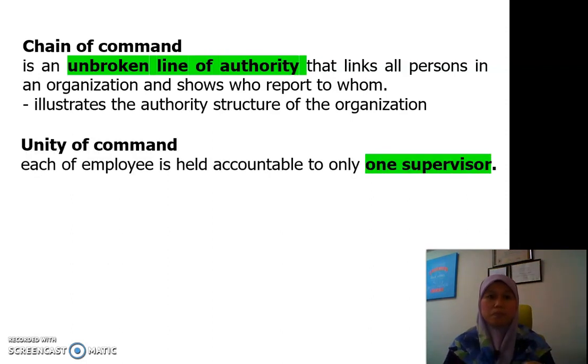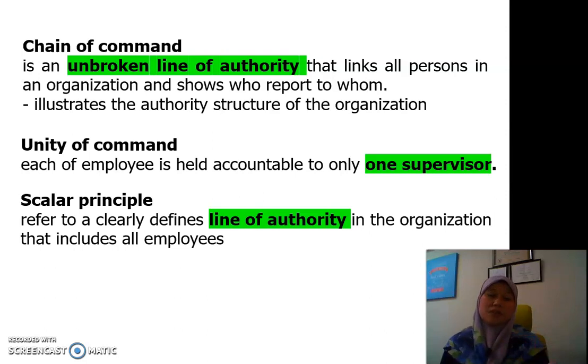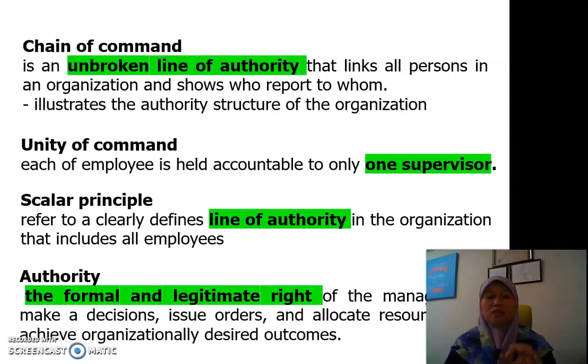Unity of command means you have one supervisor at the top, who gives the information from top to bottom. Then the scalar principle: the line of authority can go horizontally or vertically, showing how the employees are connected with each other. Authority is the formal and legitimate right. Usually top management, the boss or the supervisor, has the authority to give instruction and direction in the organization.